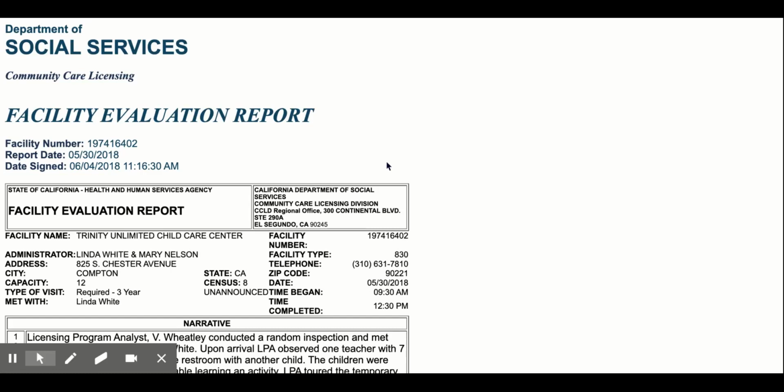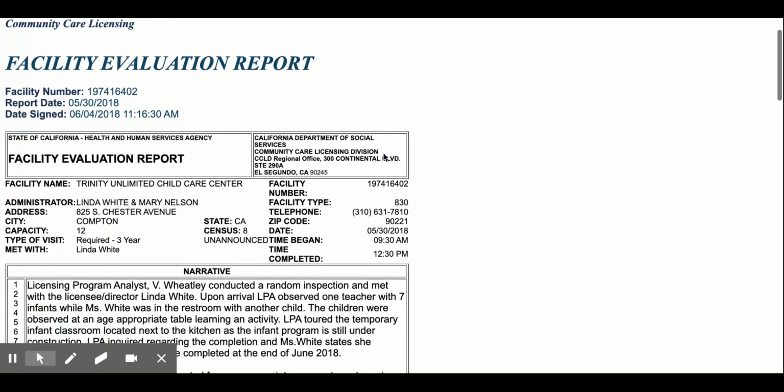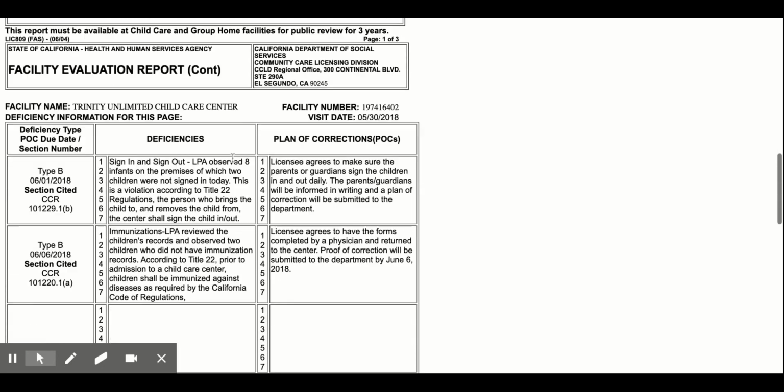All right, I've now pulled up a facility evaluation report. You can find these tabs when you click on all visits, or if you click on citations and there are dates there, you can click on those. So as we look through this, we could see again that the licensing program analyst wrote a narrative on what she saw. And then when we scroll down more, it says deficiencies and plans for corrections.